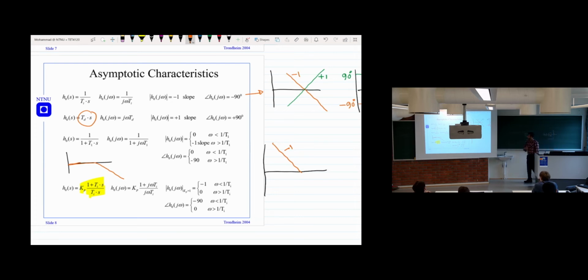And when it reaches this point, we can see that the 1 is now negligible. So if 1 is negligible, then what you see is we have the TIs, and in the denominator we also have TIs, and these TIs are getting cancelled. If they are getting cancelled, then we have 1. So this would be the frequency characteristics of a PI.